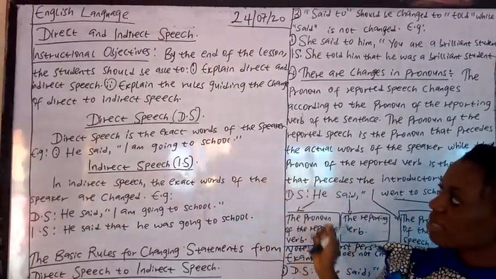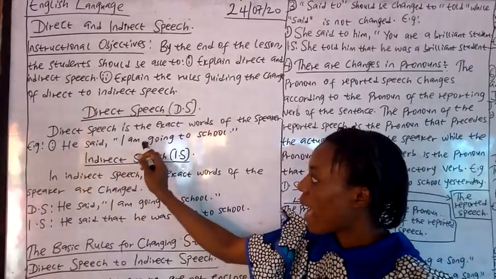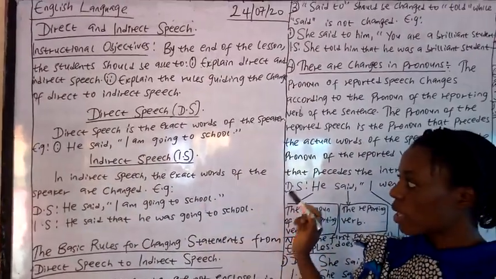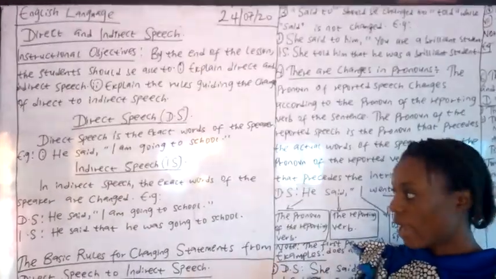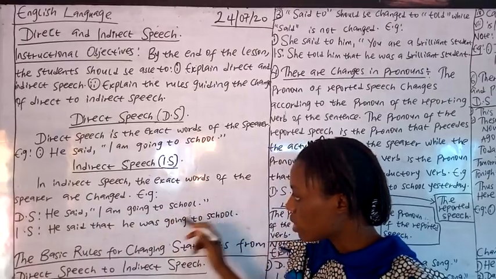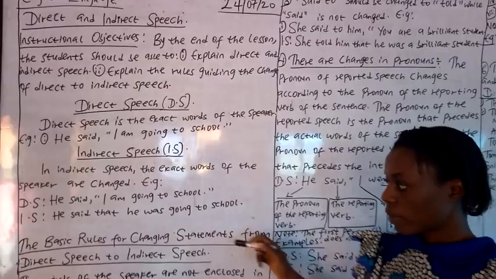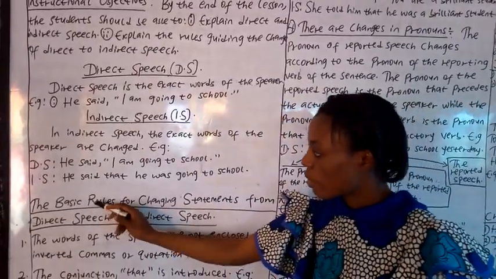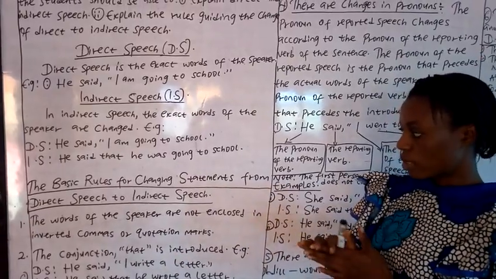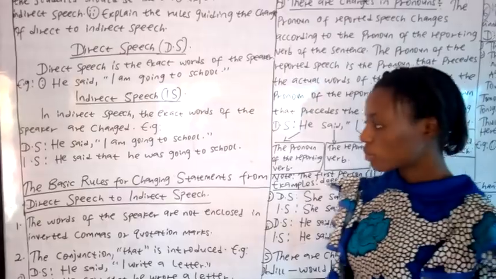Direct speech is the exact words of a speaker. Like you have here, he said, "I am going to school." But in indirect speech, the exact words of a speaker are changed. Like you have here, "he said, I am going to school" is now changed to "he said that he was going to school." So by the time we finish looking at the basic rules guiding the change of statement from direct speech to indirect speech, you will know why all these changes occur in this sentence.